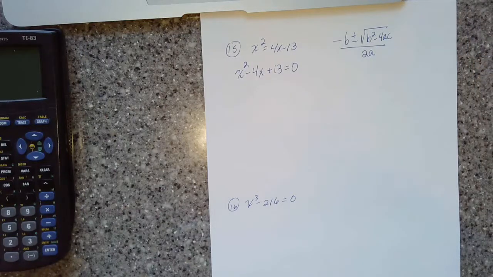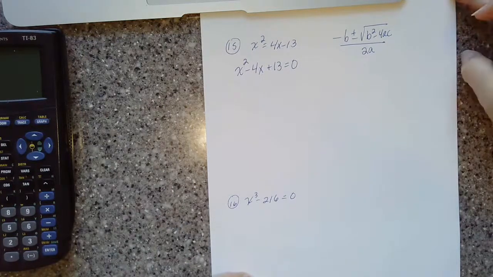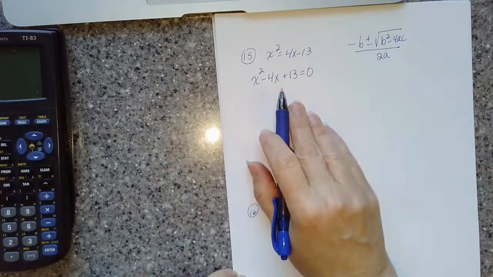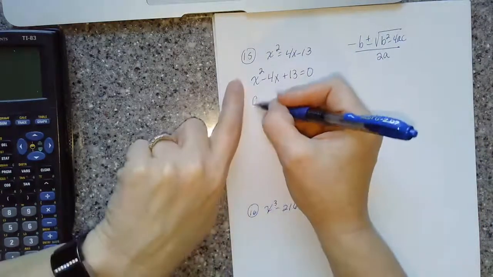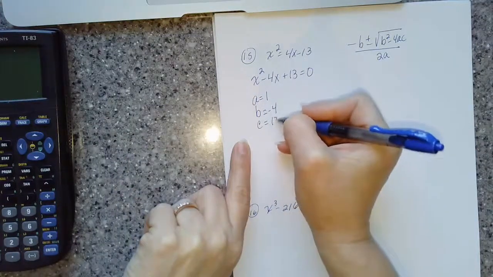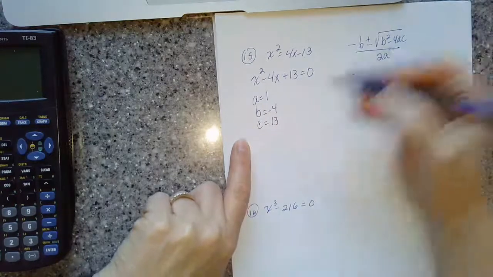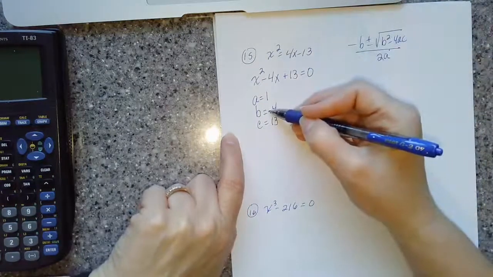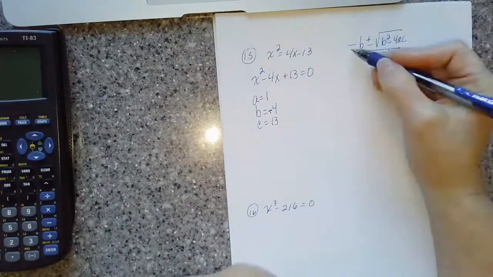Anyway, standard form first, get it all on one side equal to 0. Then A is the leading coefficient, B is the middle term, and C is the constant. We plug that into our formula. Once again, my B is negative. I promise you it's not always negative, but so far the examples have been. So it says to take the negative of B, which will make that a positive 4. It just makes it the opposite sign.